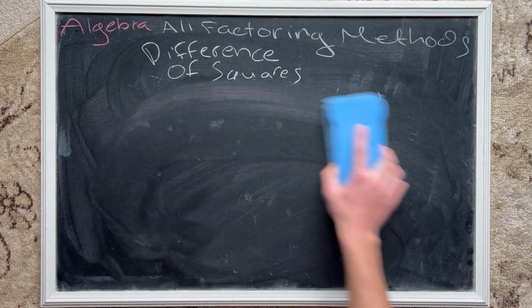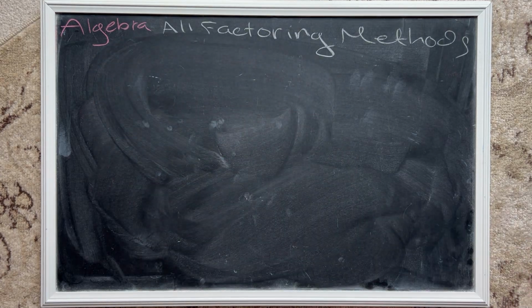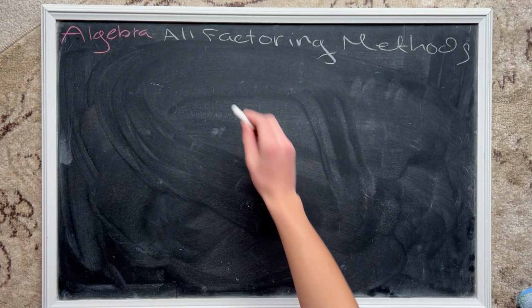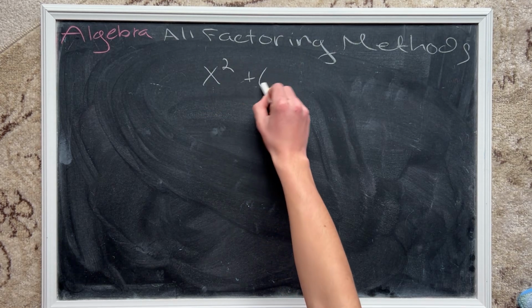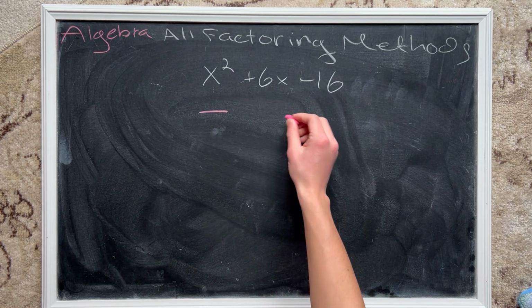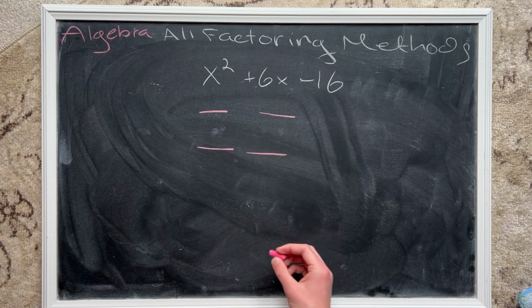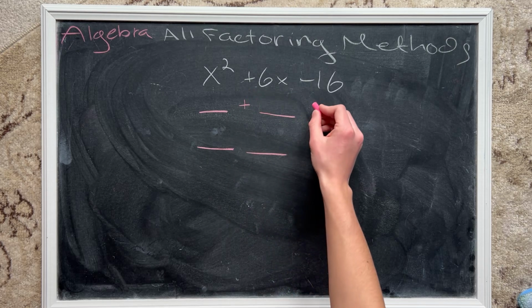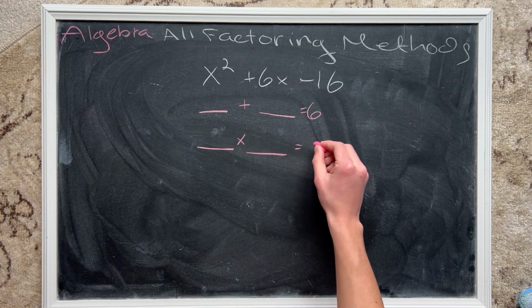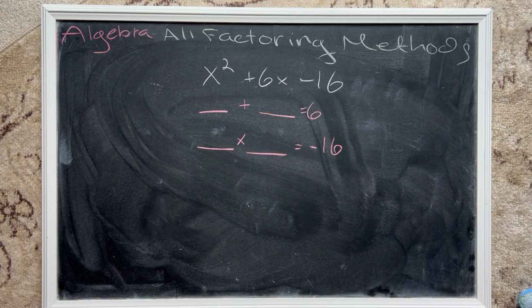Next, I'll show you how to factor basic quadratic trinomials. Let's start with the trinomial x squared plus 6x minus 16. So how this works is it's kind of a guess and check method. So we're going to need two numbers that add to the middle term, 6, and multiply to the end term, negative 16. So it's kind of a guess and check.